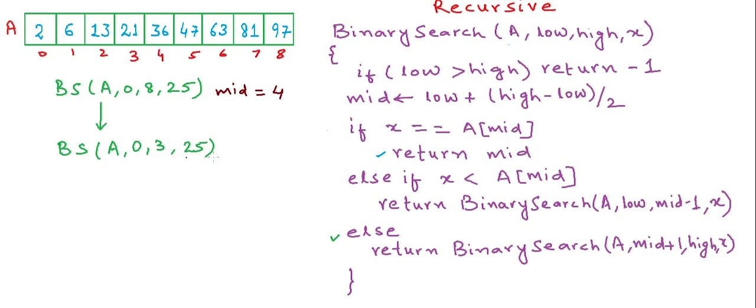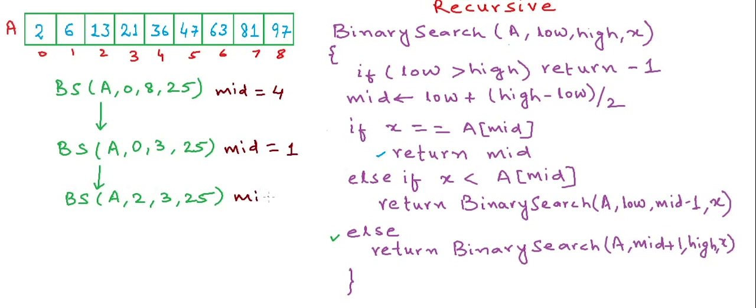Okay, now is low greater than high? Is 0 greater than 3? No. So we go ahead and calculate mid. Mid would be 1. The element at index 1 is 6. 25 is greater than 6. So we make a recursive call to search for 25 between indices 2 and 3.